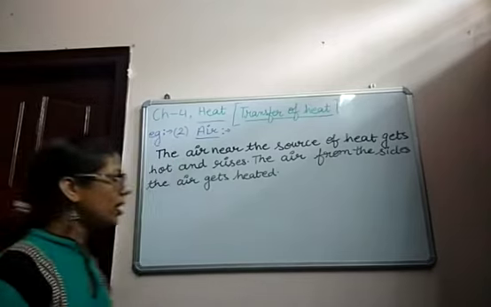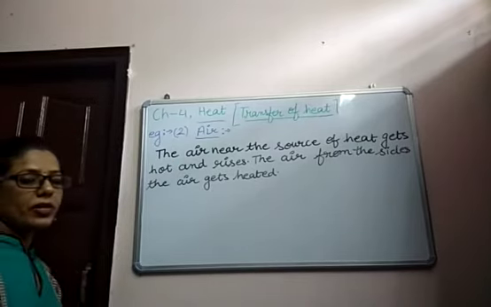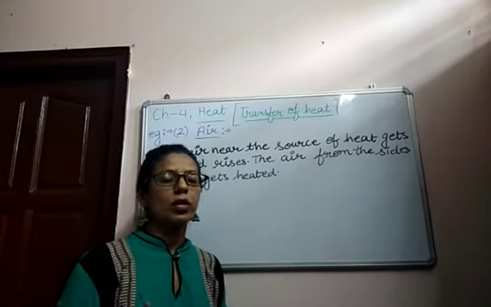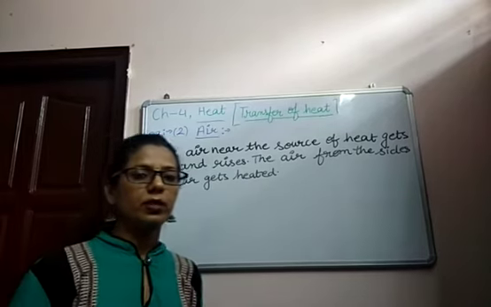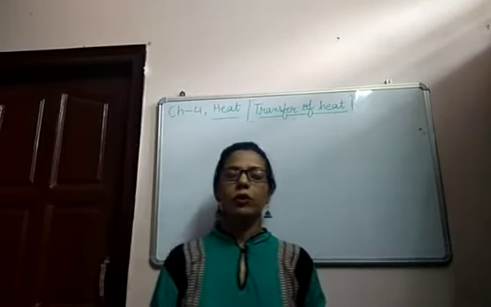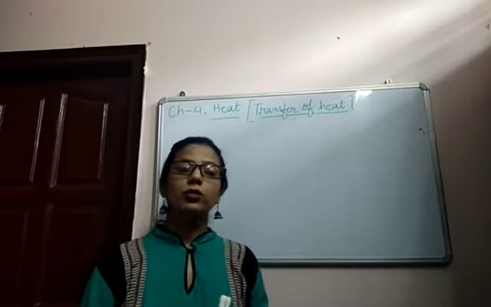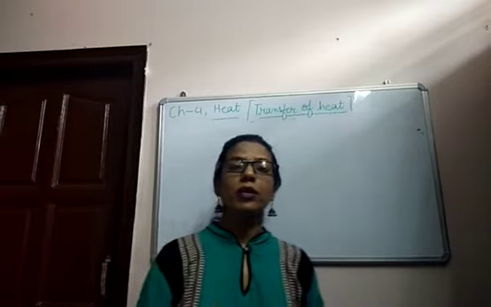So by this activity we can prove that convection currents are also generated in air. Air also becomes hot by the convection method. So we are saying air and water are poor conductors of heat, but they are good convectors of heat.